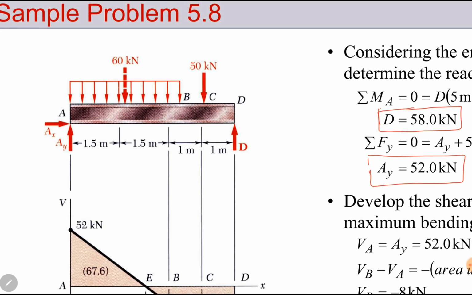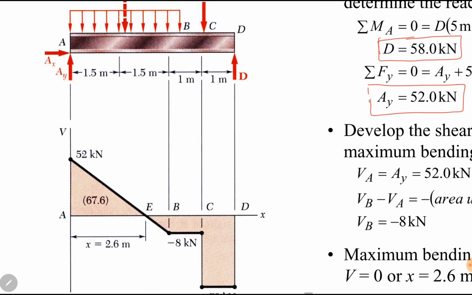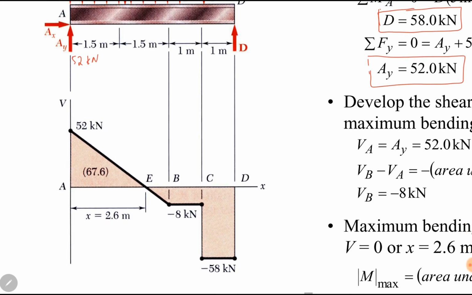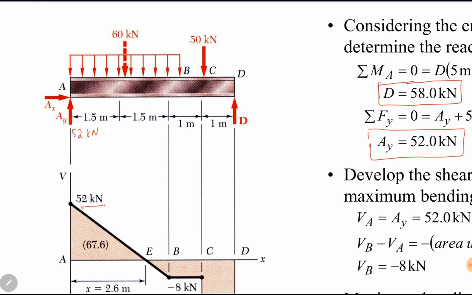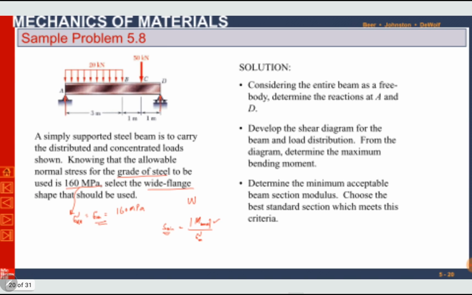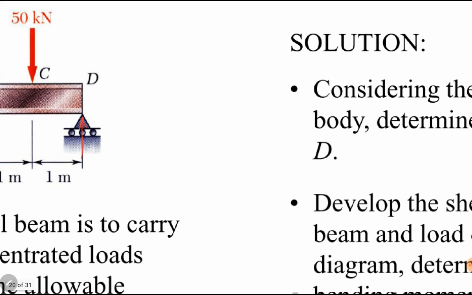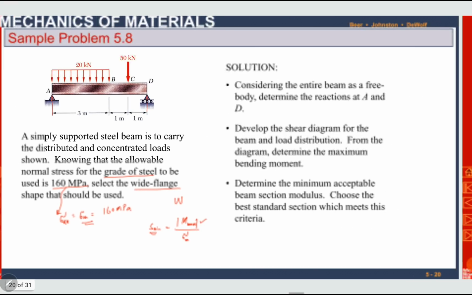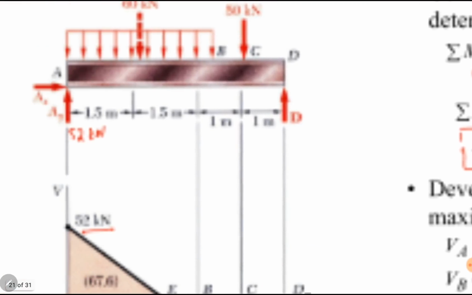Okay, at point A, we have a 52 kilonewton force. So upward 52 means positive 52 kilonewton shear force. Then we have a distributed load. This distributed load is equal to 20 kilonewton per meter. This is per meter, 20 kilonewton per meter.